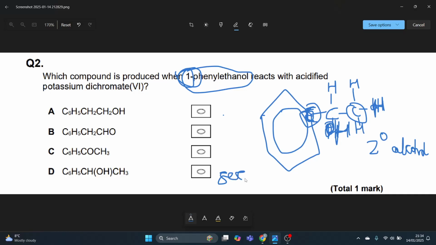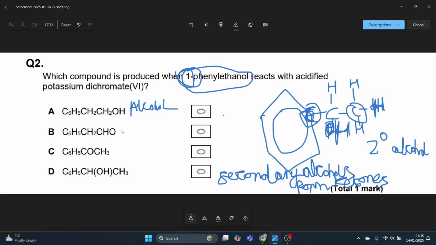Well, secondary alcohols oxidize to form ketones. And therefore, all we have to do now is look for a ketone. That's an alcohol. That's an aldehyde because it's at the end of the carbon chain, carbonyl functional group. That is a ketone. You can clearly see it's in the middle, CO. And this is also an alcohol. The answer is C. But that is really difficult.